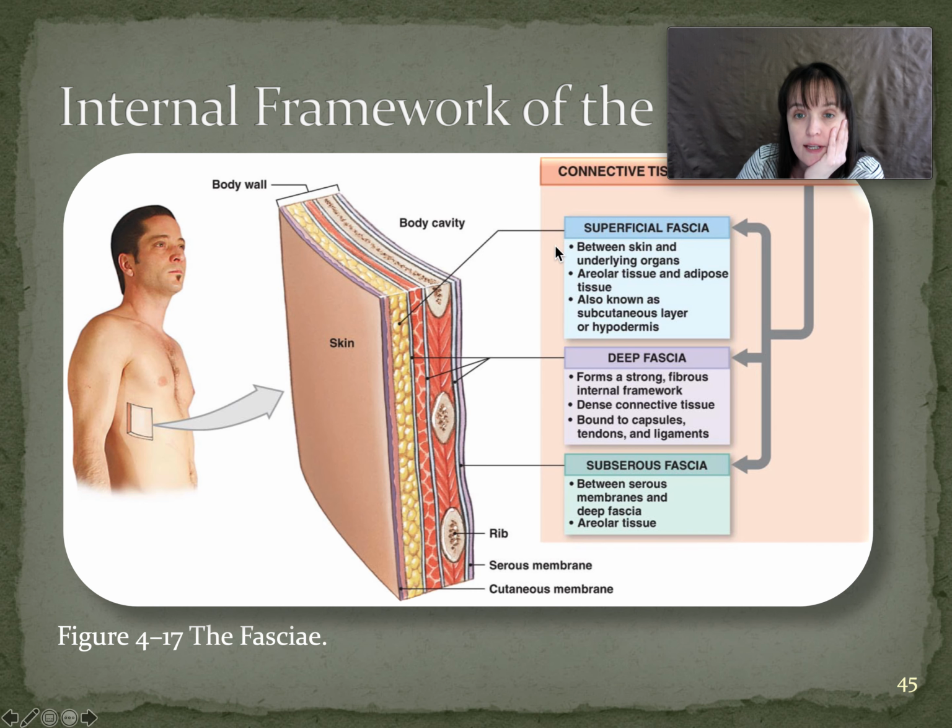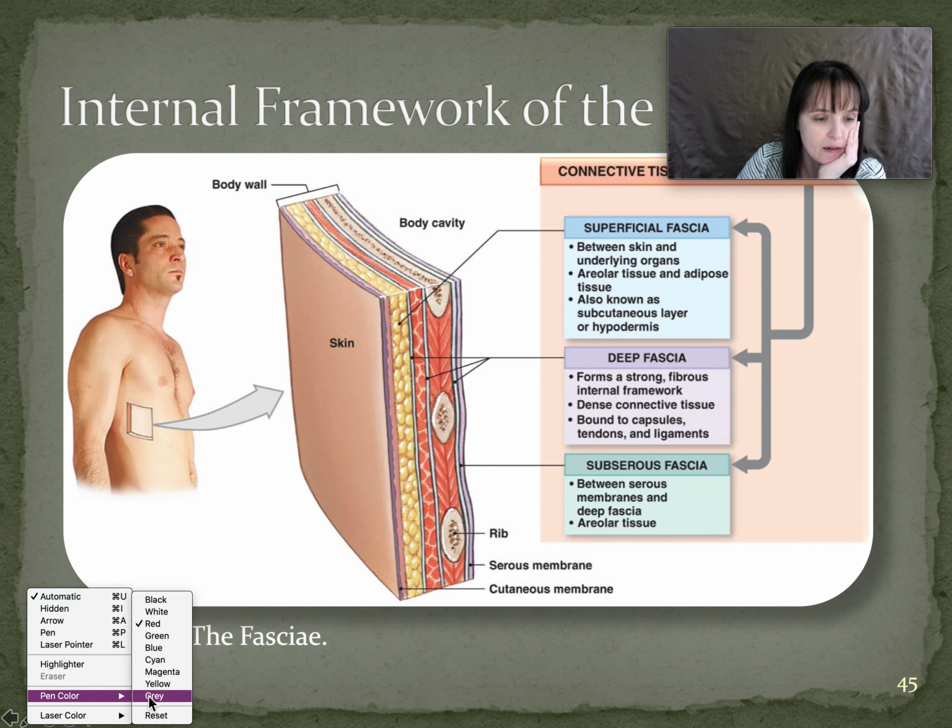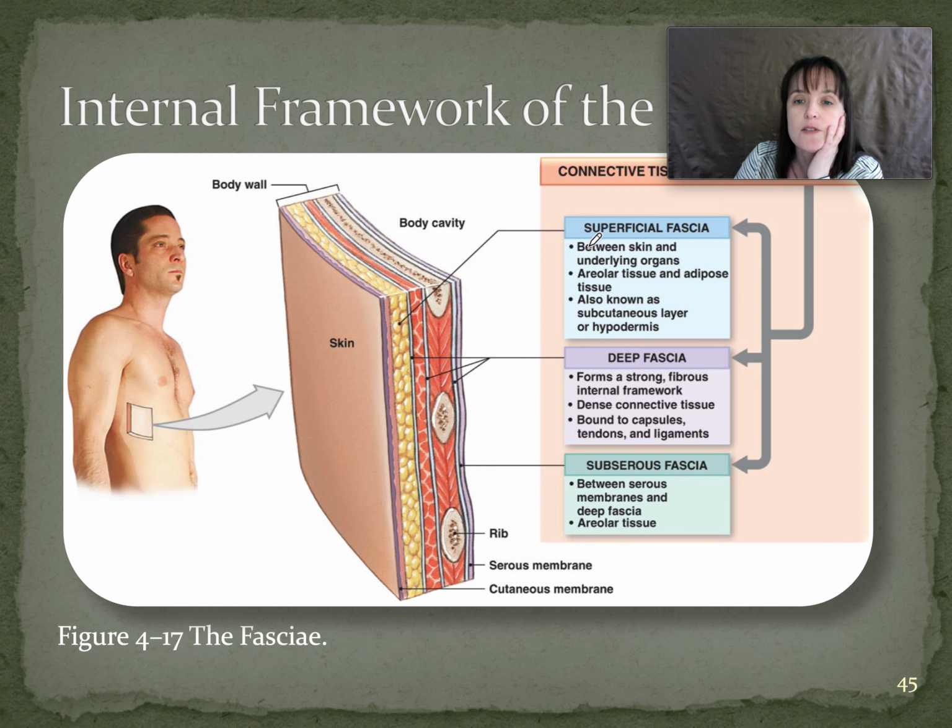So here are the layers of fascia. Let me turn the pen back on. Let's do, why not green? We haven't done green in a while. So the superficial fascia is the subcutaneous layer. It is the hypodermis. It's deep to the dermis. It's another term, a third term for something. We've already learned these two terms. Did learn those, didn't we? Okay, so it's between the dermis and the organs.